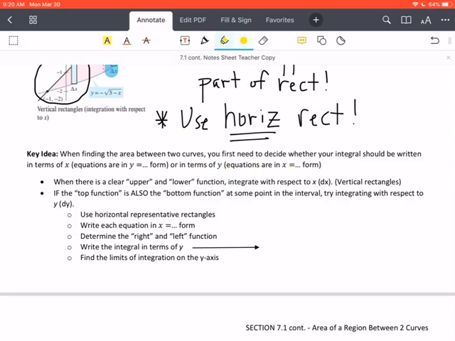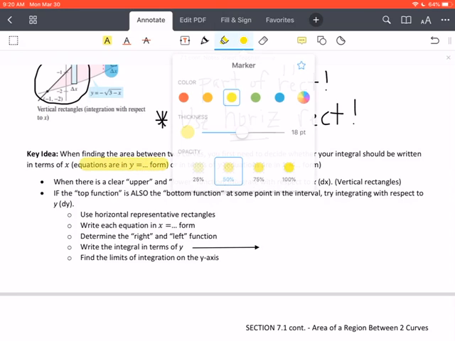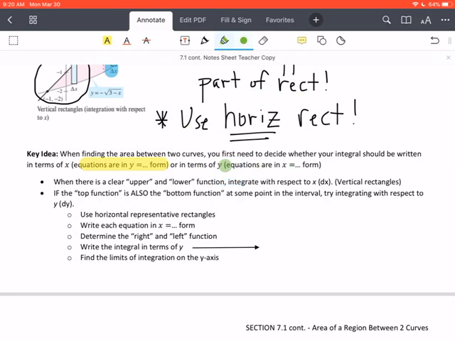The key idea is when finding the area between two curves, you need to first decide whether your integral should be written in terms of x. Written in terms of x means equations are in y equals form. That is what you are most used to. Versus if your equation should be written in terms of y, which are x equals forms. And usually that indicates that those are not functions.